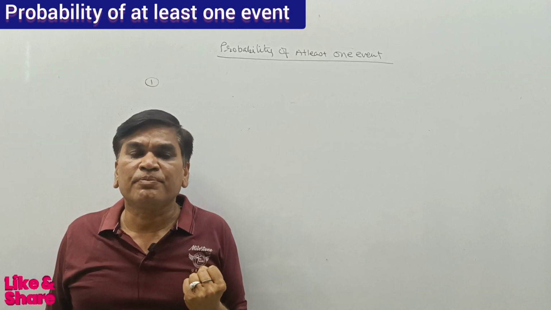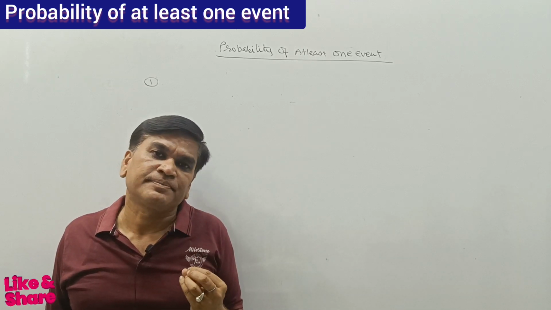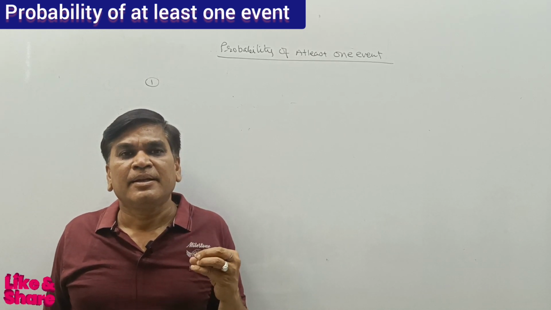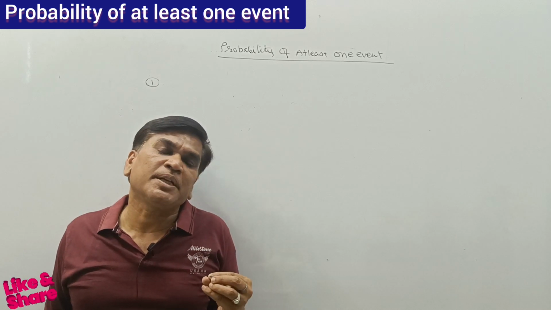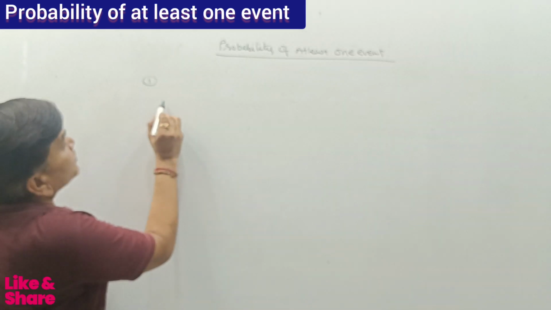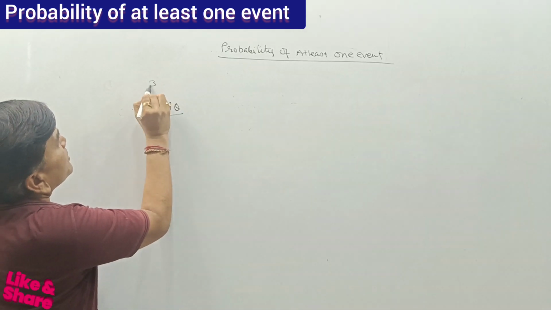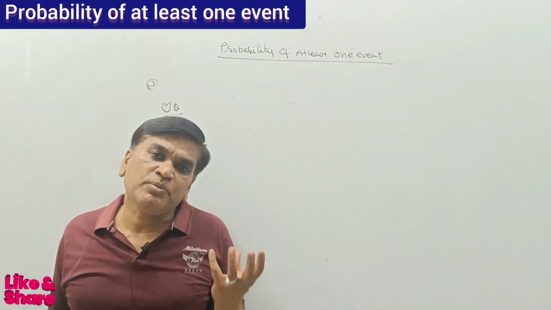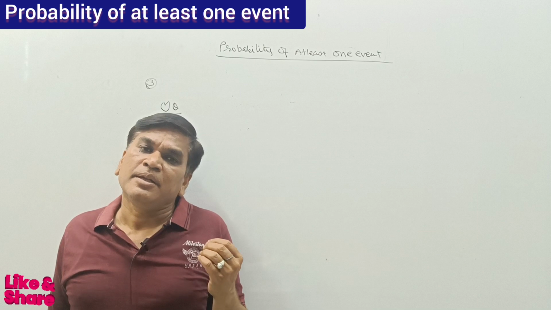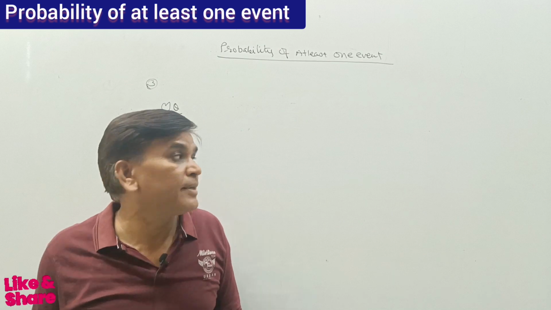From two packs of playing cards, one card is picked, calculate the probability of at least one queen of heart. There are 2 cards, queen of heart is what we are to calculate, this is the third question. From 2 packs of playing cards, one card drawn, find the probability of at least one queen of heart.